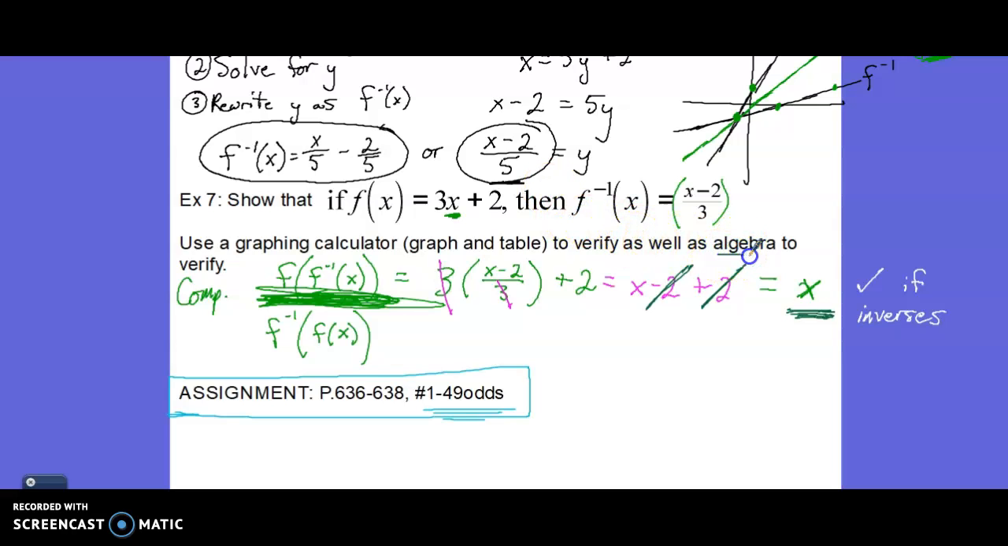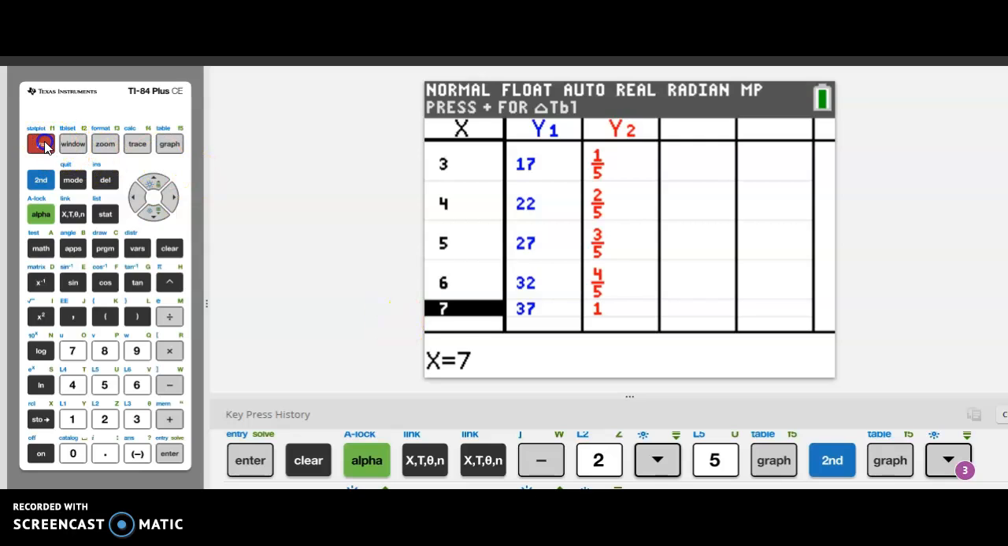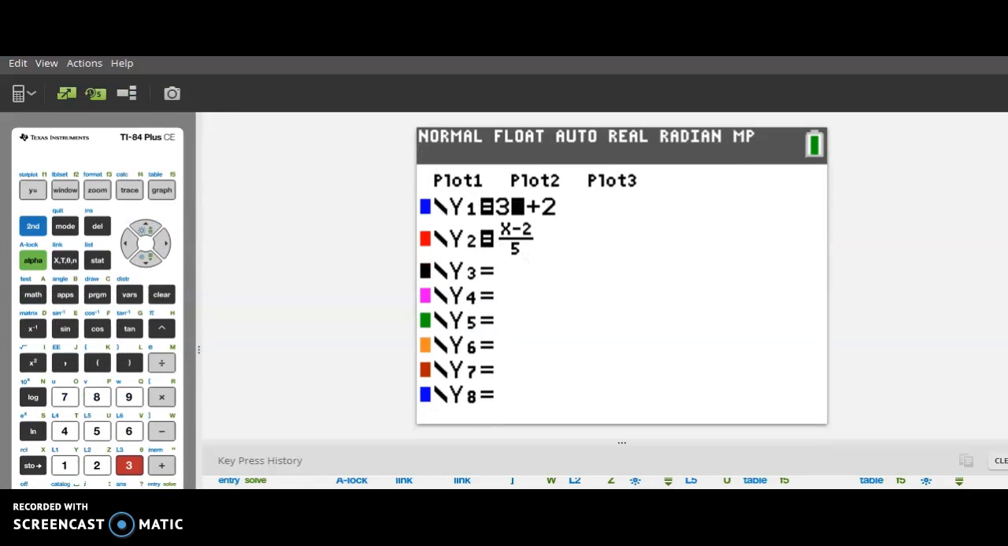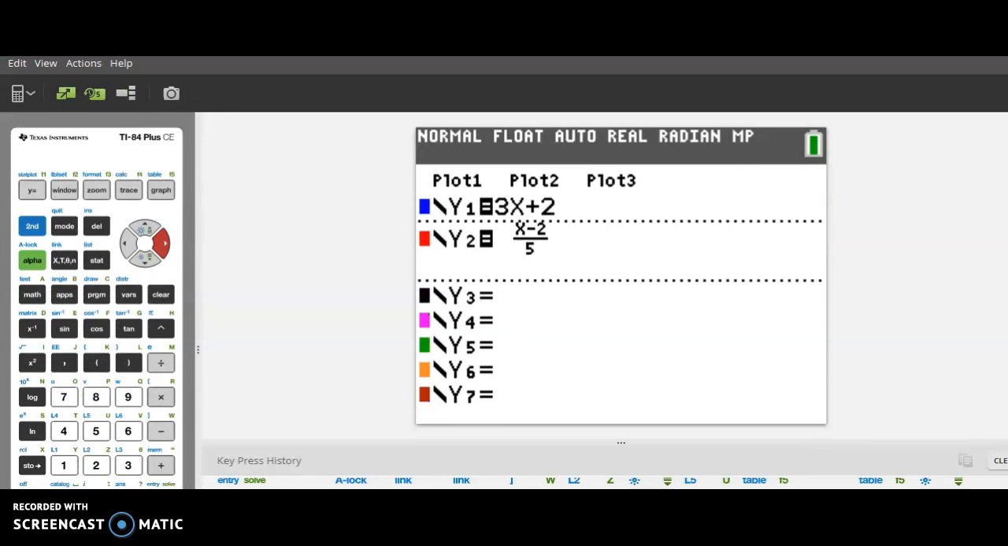So that's using algebra. What I just did is using algebra to verify. If you use a graphing calculator, you'd be doing the same thing I did on exercise 6, where you graph both lines. We're looking at 3x plus 2. Well, it's pretty much the same problem that we just did. I didn't even realize that. And x minus 2 over 3.